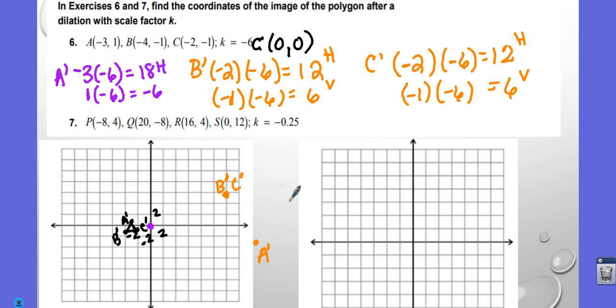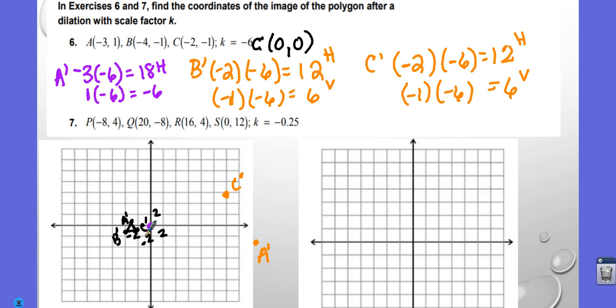So if you notice, I have a problem here. My B prime and my C prime are in the same spot. So I need to go and recount because something is wrong. Remember, dilation creates similar pictures, but one is just larger than the other one. The shape doesn't change. So I need to go back and count again.